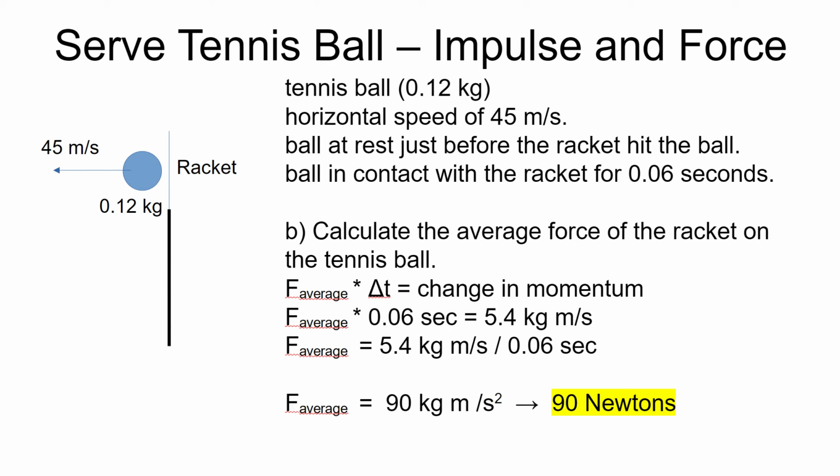And average force times the time of collision, delta t, is the change in momentum. We found the change in momentum earlier, so I divide by 0.06 seconds, and I come up with an average force of 90 kilograms meters per second squared. Why did I change that to newtons? Well, the force in newtons is mass times acceleration, and we see here our units are kilograms, that's mass, times acceleration. So 90 newtons of force is the force the tennis racket applied to create the 45 meters per second of velocity of the tennis ball off to the left.